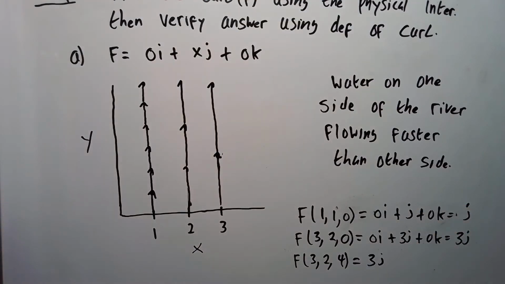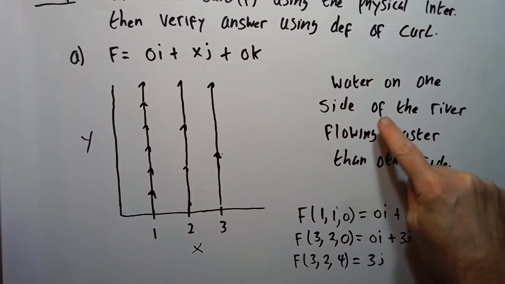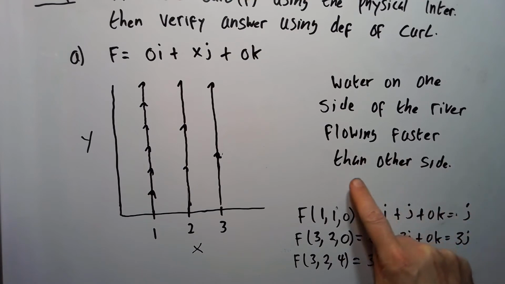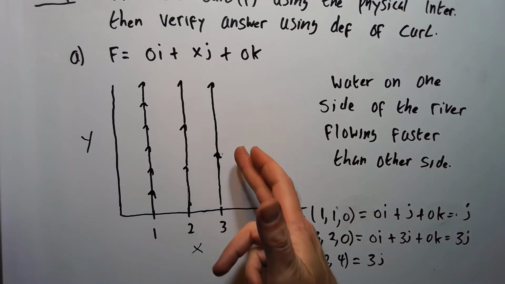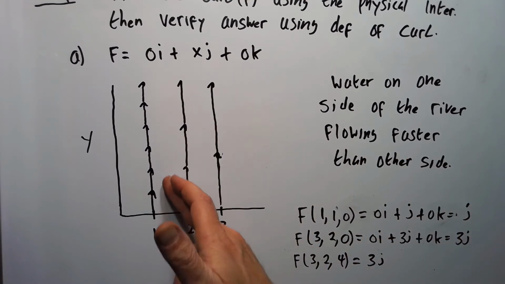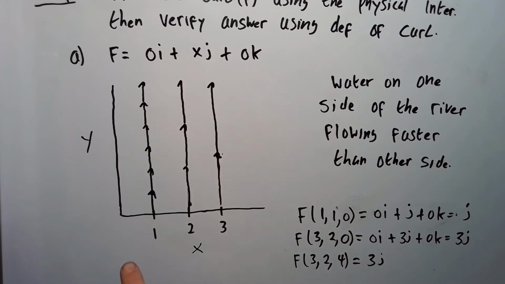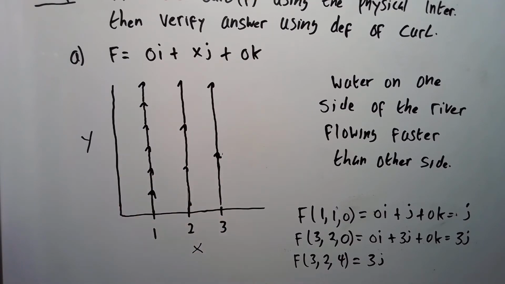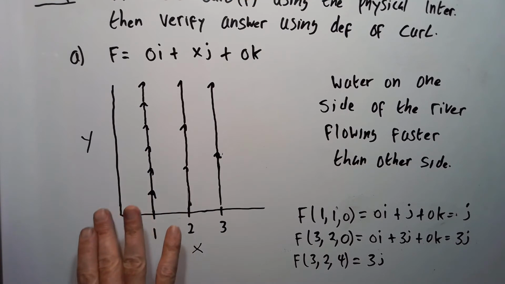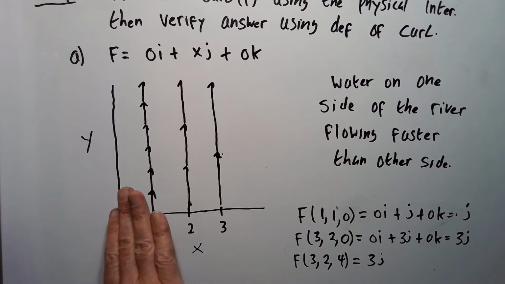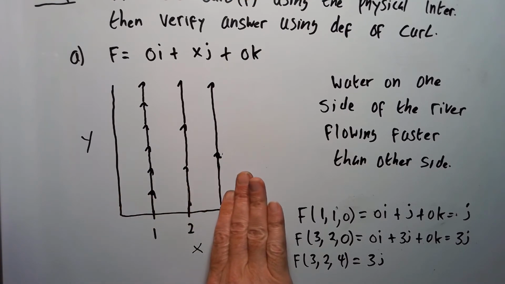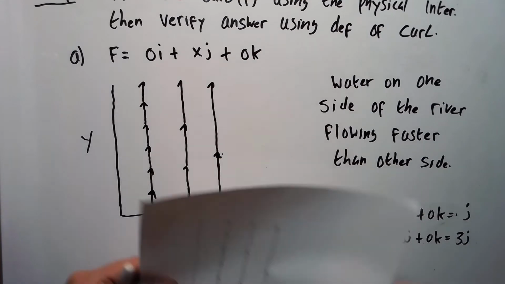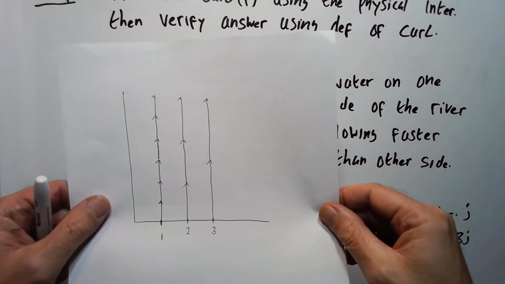So how you can interpret that is water on one side of the river flowing faster than the other side. On this side it's flowing faster, and this side is flowing slower. And right here, when x is 0, there'd be no flow at all, because if x was 0, then there'd be 0 for your field. So it's not flowing here at all, and it's flowing the fastest as I'm moving to the right. And it's repeating like that all the way up.